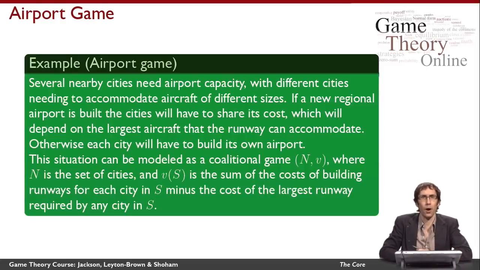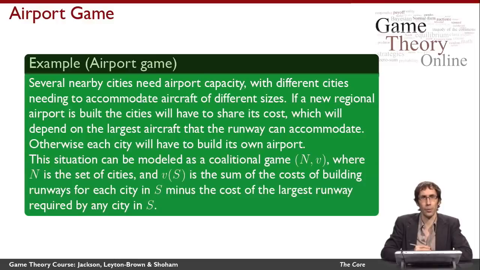I want to say one more positive thing about the core, and to do that, I'm going to illustrate another coalitional game example. This is called the airport game. In this example, there are several different cities in the same geographical area that need access to airports. And the different cities are different sizes, and so they need to be able to accommodate different sized airplanes. They have to decide between each building their own airport or building a regional airport and sharing the cost of building the regional airport amongst all the cities.